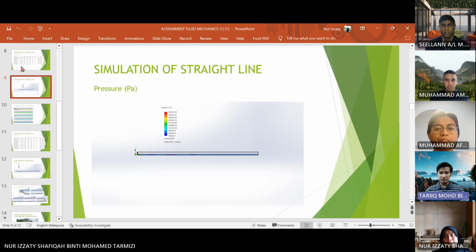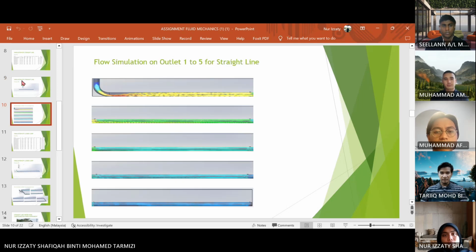This is the simulation of straight line. As you can see right here, the overall picture for the straight line simulation. Next. And this is the flow simulation on outlet 1 to 5 for straight line. Next.